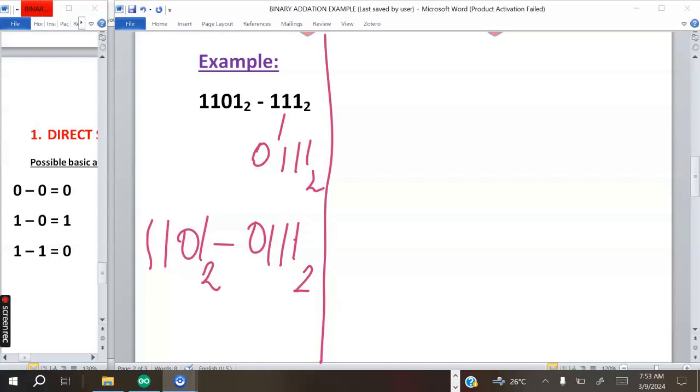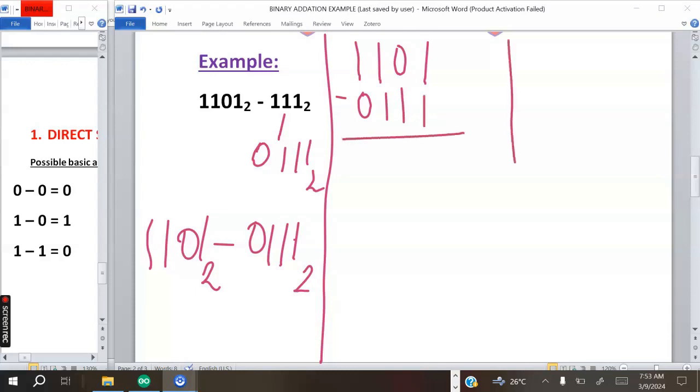Okay, let's do it. So we have 1 1 0 1 minus 0 1 1 1. So we have that scenario. Create another space there. Now let's look at our rule number 3. 1 minus 1 is always 0. So this is definitely like that. So this is sorted out.